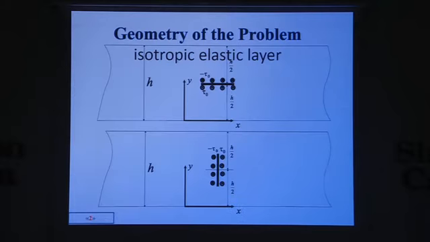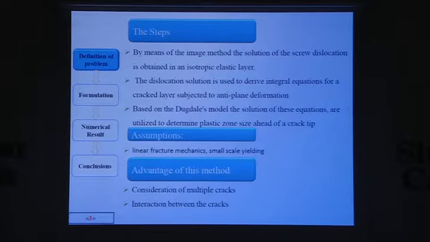And you can see we have a layer with thickness h. We want to specify the shape of plastic zone, the size of plastic zone ahead of the crack tips, but we want to specify it on the crack line. We will use the Dugdale's model to specify this size of the crack zone. Steps: definition of the problem, formulation, numerical result, and conclusion.